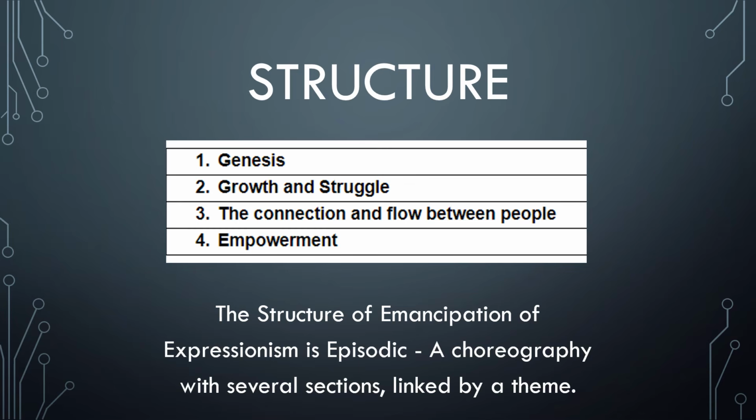The structure of Emancipation of Expressionism is episodic in its structure. Episodic meaning a choreography with several sections, so we can see there it's got 4 sections, however they are all linked by one theme. So you might want to write that down, just the definition there of episodic, and that Emancipation of Expressionism, the structure of that is episodic.